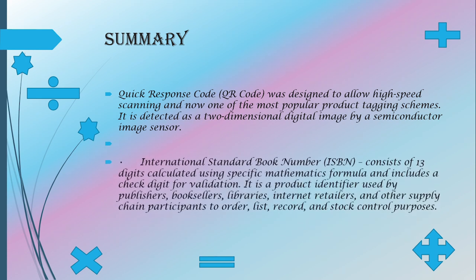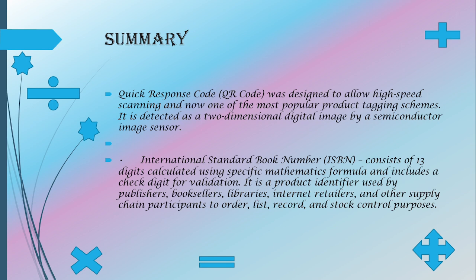And lastly, the ISBN or the International Standard Book Number. It consists of 13 digits calculated using a specific mathematical formula and includes a check digit for validation. It is a product identifier used by publishers, booksellers, libraries, internet retailers, and other supply chain participants for ordering, listing, recording, and stock control purposes.